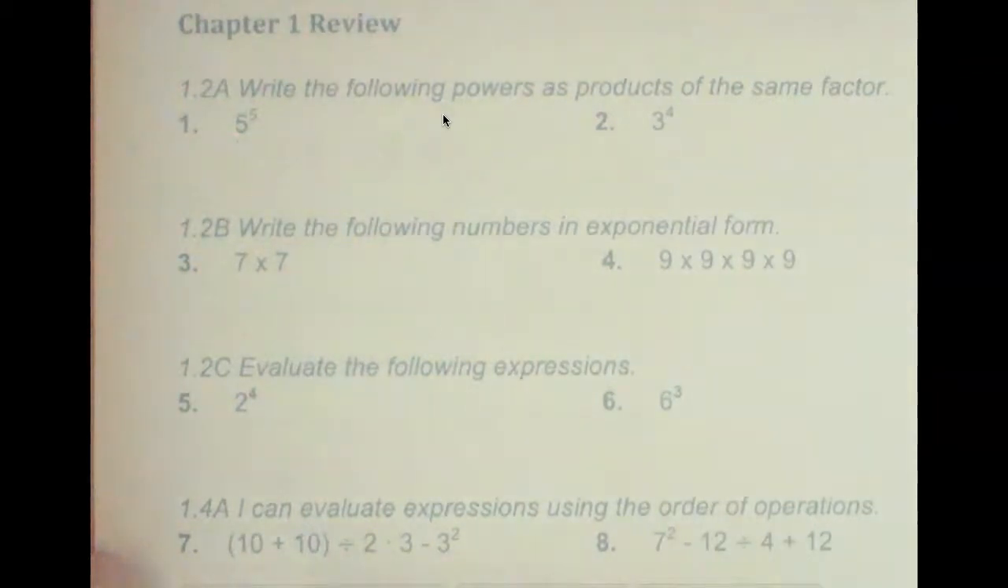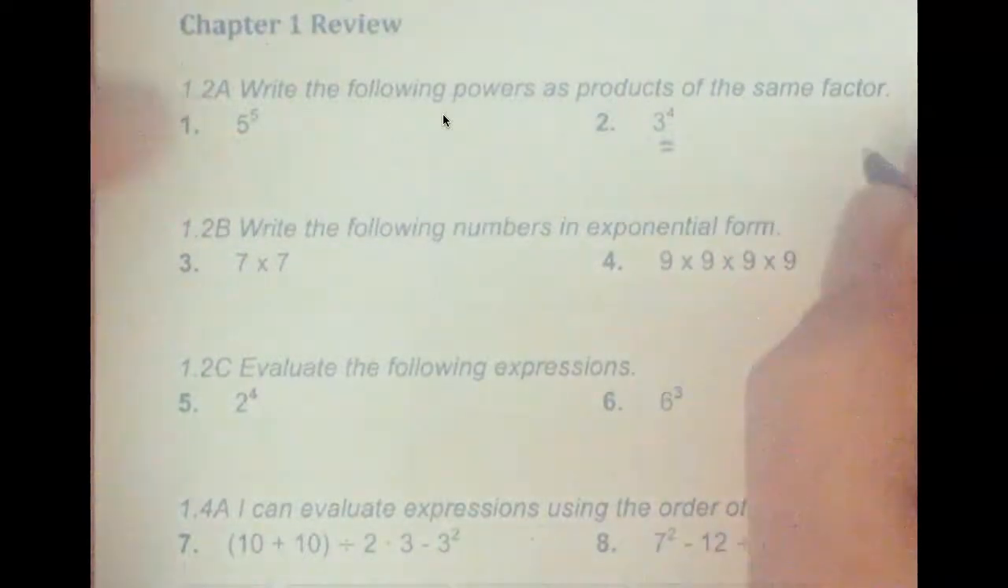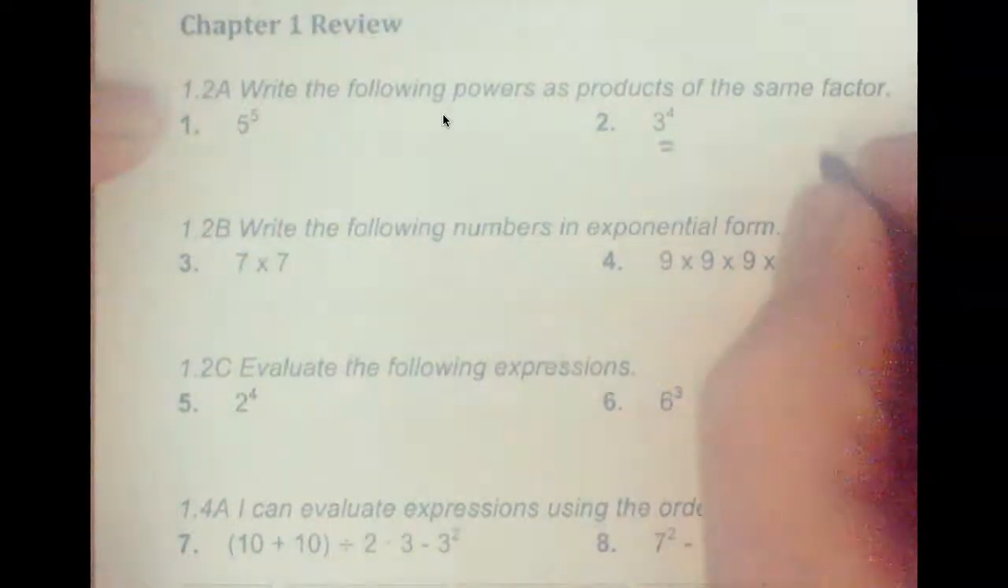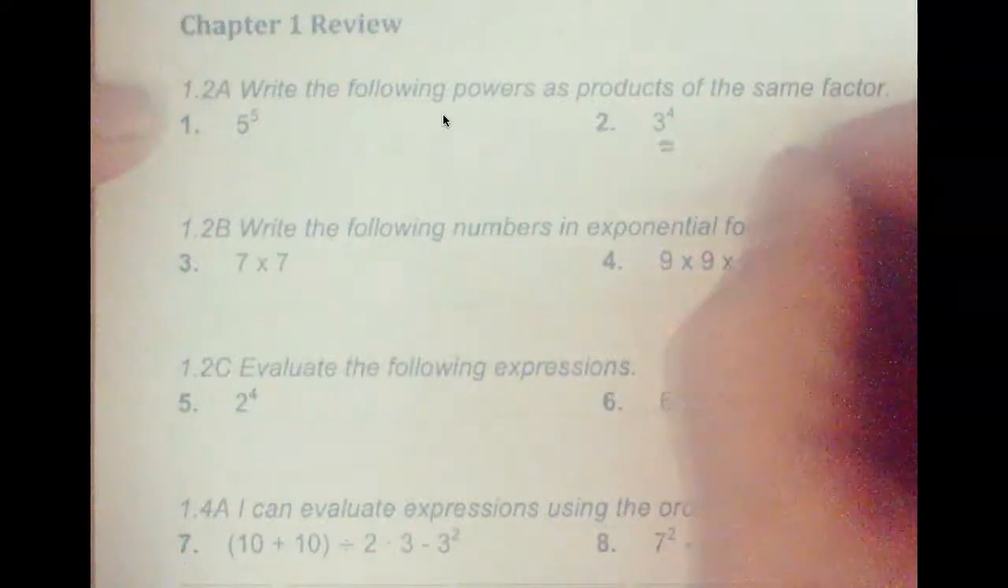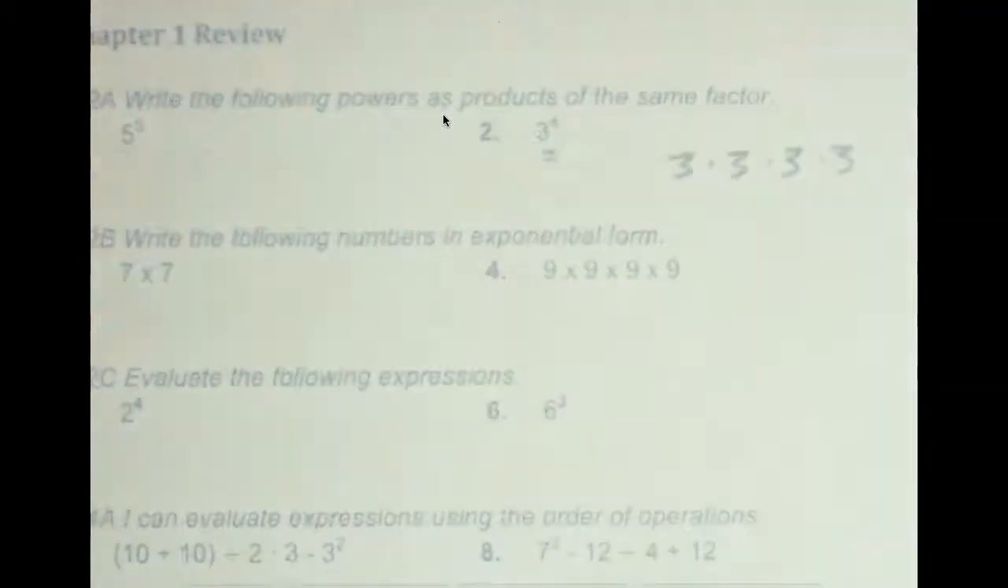So this is the first one. I'm going to do this one. I think it's a little bit easier. 3 to the fourth. This means a product of the same factor. 3 to the fourth: we take 3, which is the base, and we write it 4 times. The exponent tells you the number of times, and then you put a multiplication sign in the middle of it, just like so. Okay, and let me do 5 to the fifth.